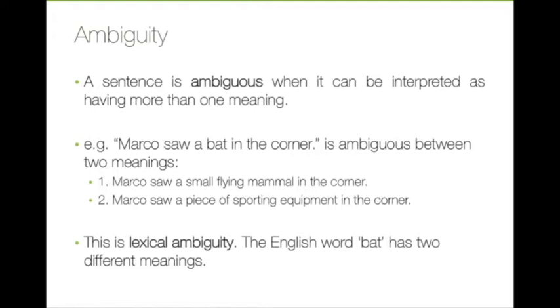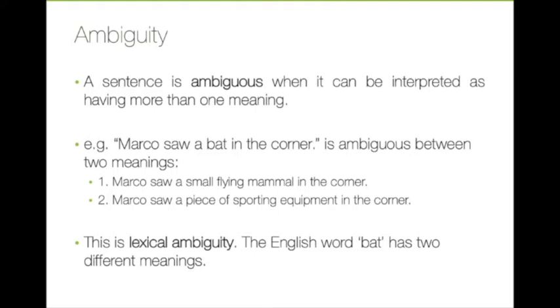A sentence is ambiguous when it can be interpreted as having more than one meaning. So our first example will be, Marco saw a bat in the corner. That's ambiguous between a reading where Marco saw a small flying mammal in the corner and one where Marco saw a piece of sporting equipment in the corner. The word bat has these two different meanings. This is called lexical ambiguity. It's ambiguity in the meaning of the English word bat.